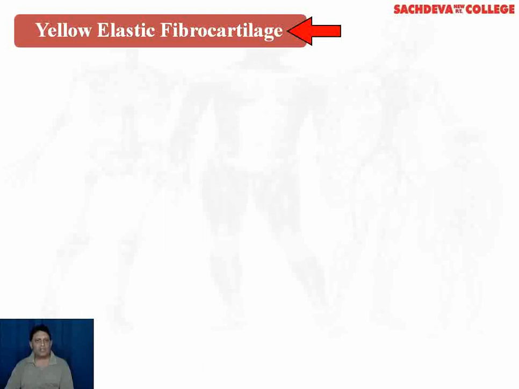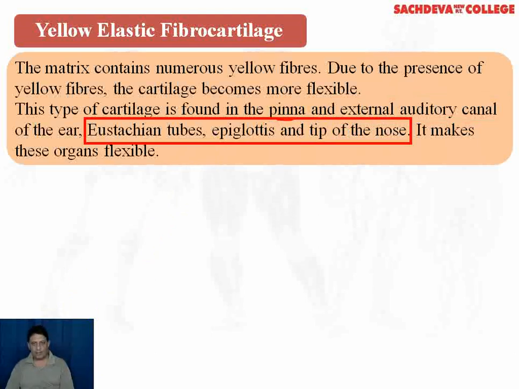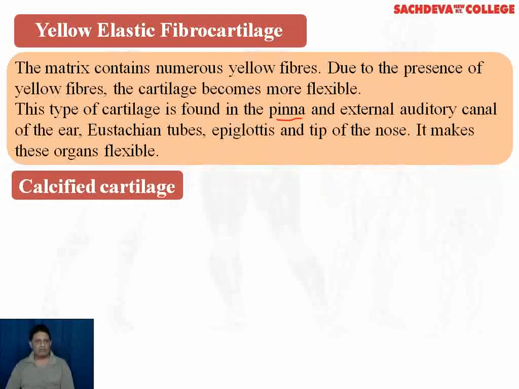Coming to yellow elastic fibrocartilage, the matrix contains numerous yellow fibers. Due to the presence of yellow fibers, the cartilage becomes more flexible. We can see this type of cartilage is present in the pinna. Therefore, the pinna is a very flexible structure. And the external auditory canal. It is also present in the eustachian tube, epiglottis, and tip of the nose. Because of the presence of yellow elastic cartilage, these organs are flexible.